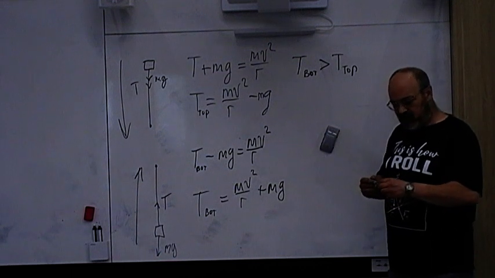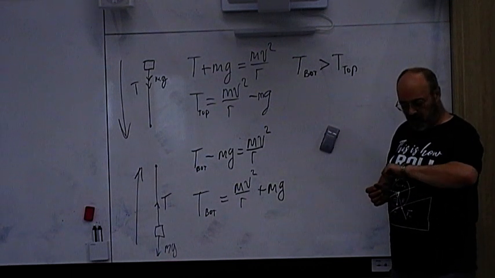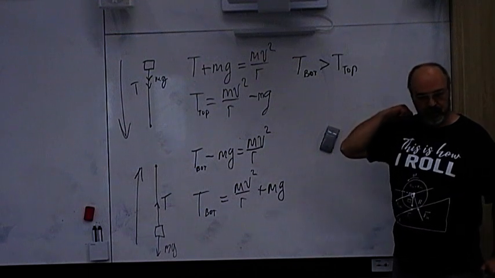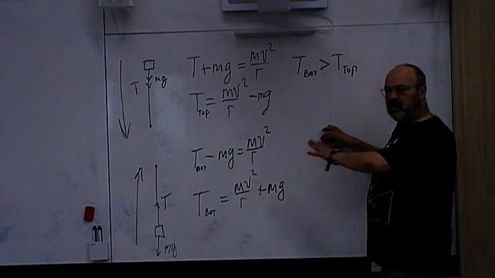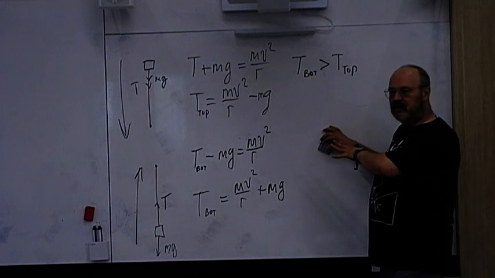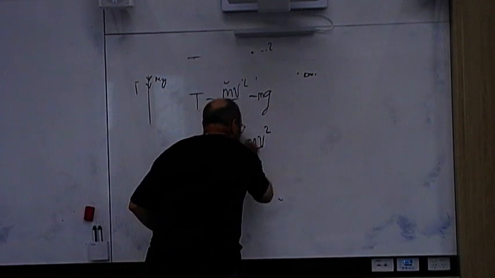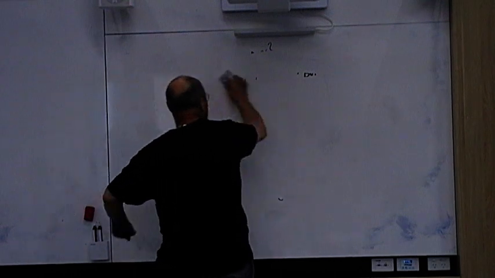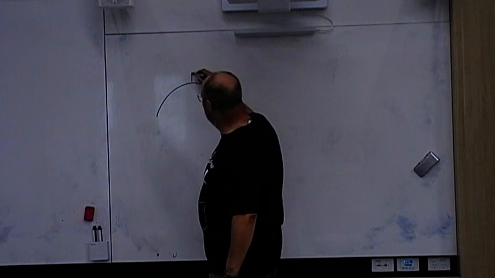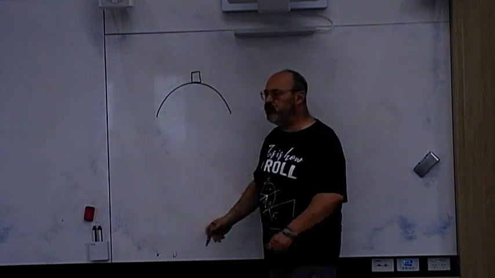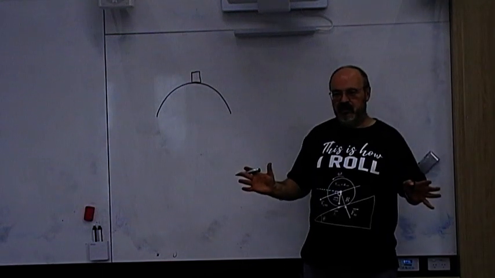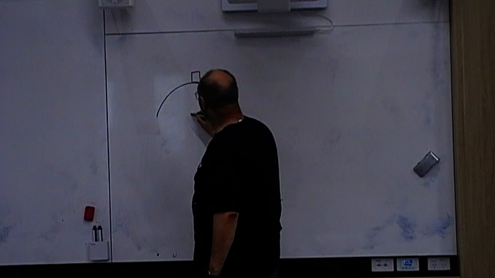Now let's consider another kind of vertical motion, when we have a car moving over the bridge. Can I clean it up? Car moving over the bridge. And again, we consider only the situation at the very top of the bridge, and we consider that the bridge is a part of a circle, a perfectly circular form with the radius r.